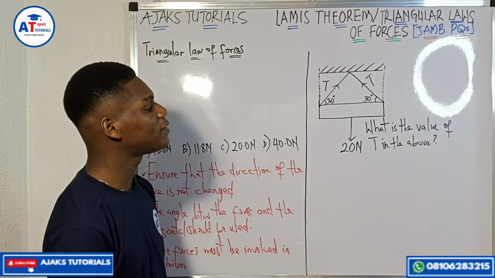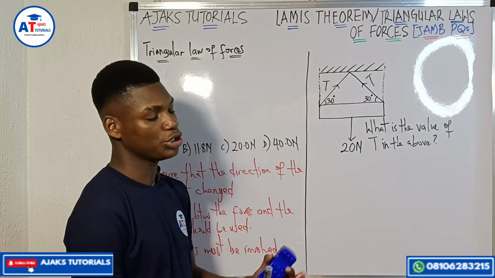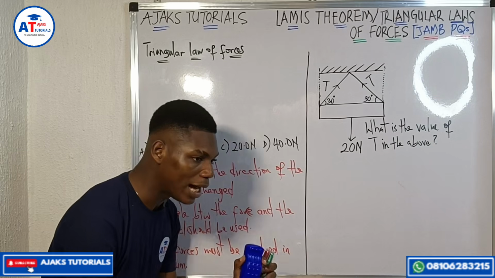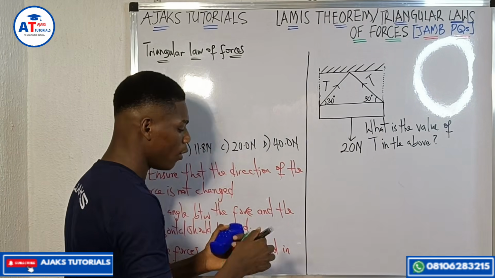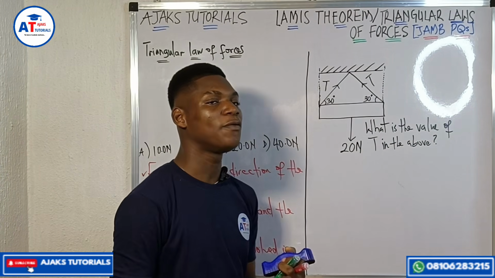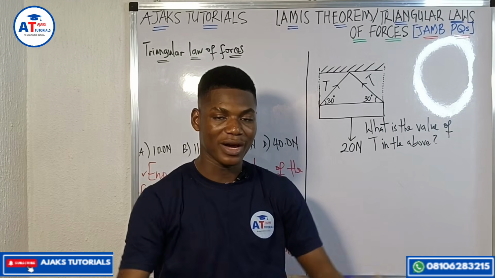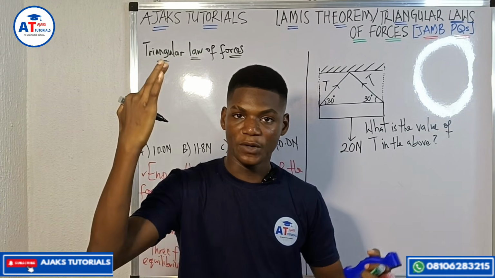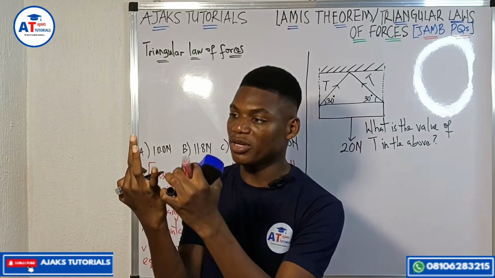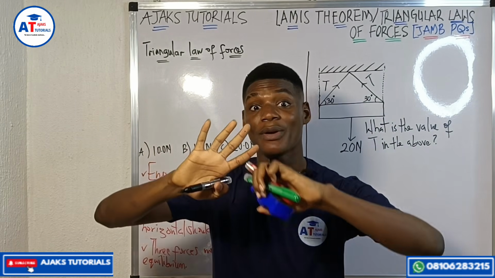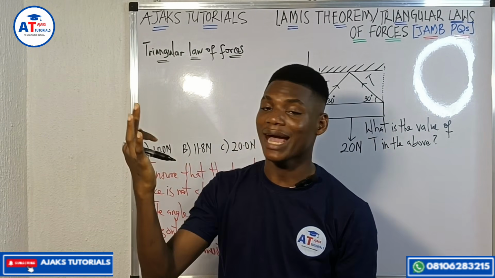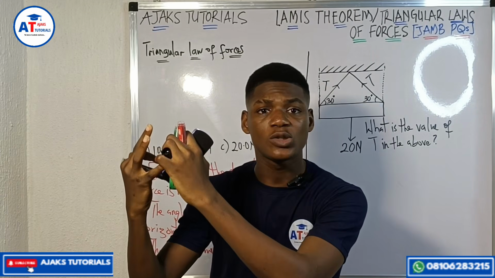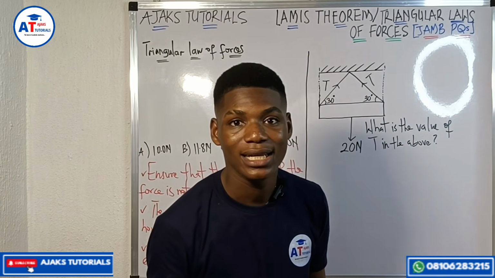What's the value of T in the above? This is a JAMB question. Now the first rule is that you take it in order. What we are doing in the triangular law of forces is trying to form a triangle from forces. That's why the number of forces is meant to be three. There's no way you can form a triangle with four forces; that's now a quadrilateral. A triangle is a shape with three sides, and for you to get three sides, it has to be three forces. Are you getting me?